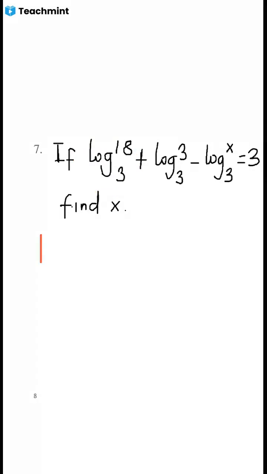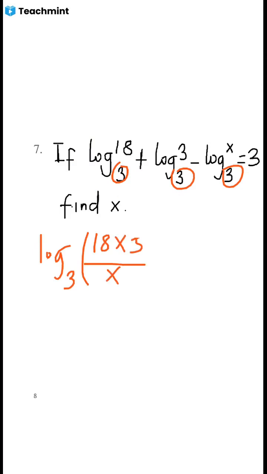Okay, so we're going to have log, all the bases are equal. So that's beautiful. We use our addition and subtraction law. It's going to be 18 times 3. For the plus part, we multiply. For the subtraction part, we divide, by x equals to 3. You can see I'm having this one to be base 3. I can make all of them power of 3 so that it can destroy the log. And I also make this one power of 3. So this is gone like this.